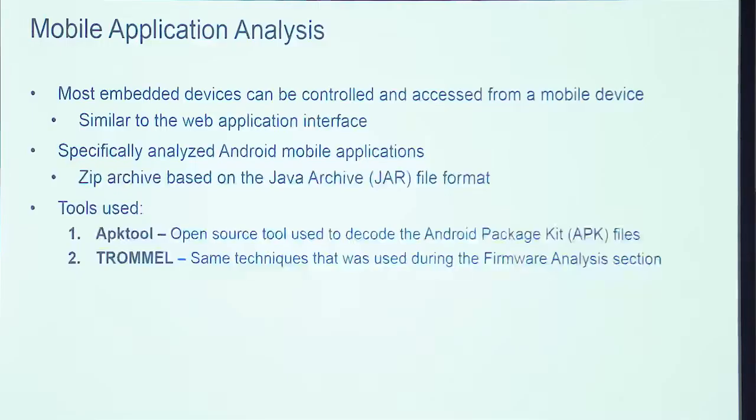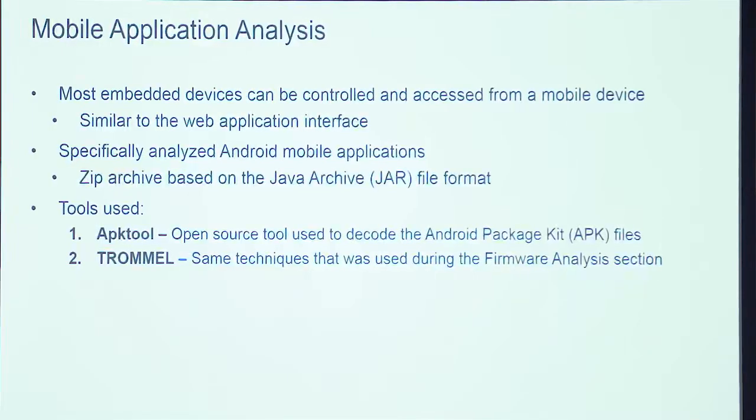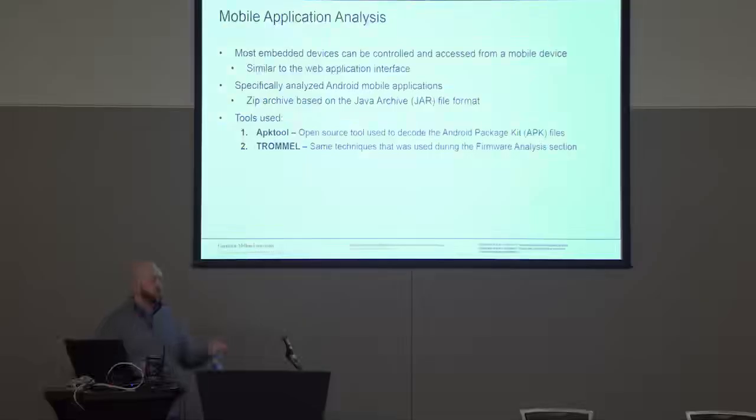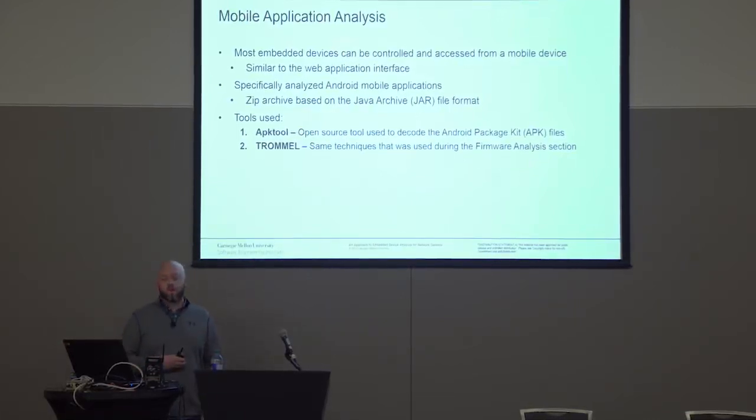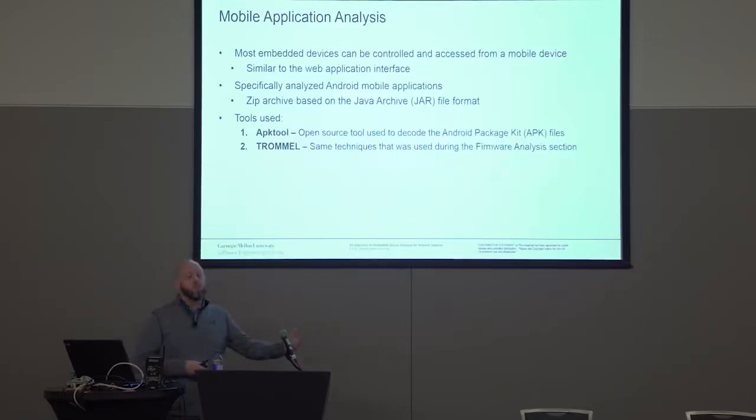So mobile application testing, I think, is sometimes skipped in the process, but a lot of these devices you can access through the mobile application. So it's very similar to the web application as far as my testing process goes. We pull down the APKs, the Android package files themselves. Using another open source tool, APKTool, it basically decompresses that whole APK. And then you can run Trommel on it to find any of the similar indicators that you would find in the firmware file system itself.